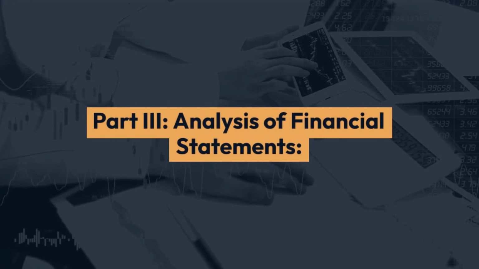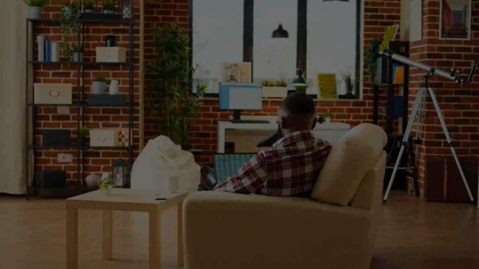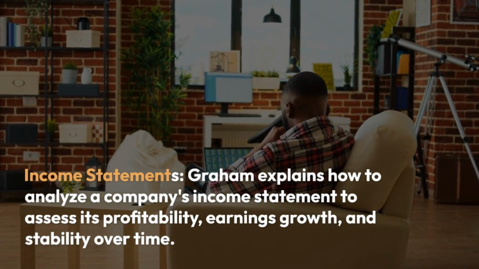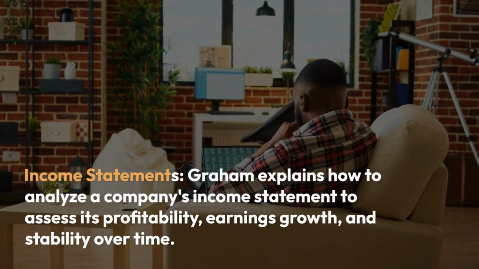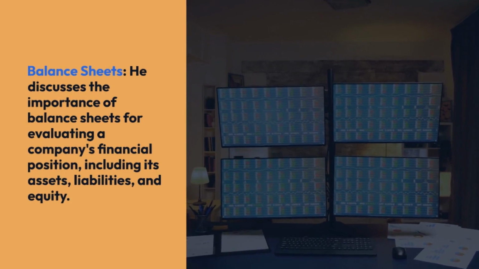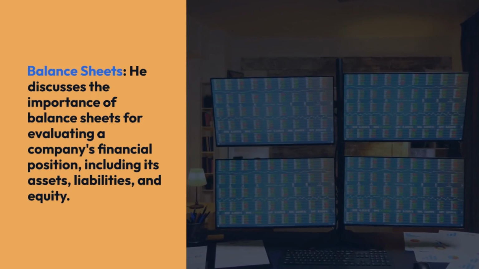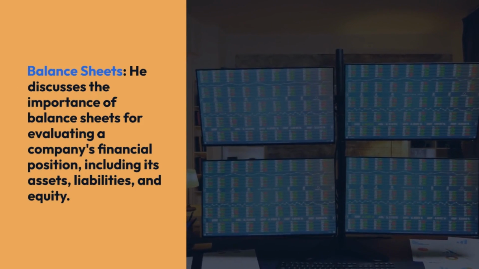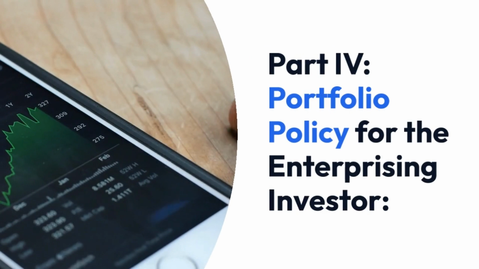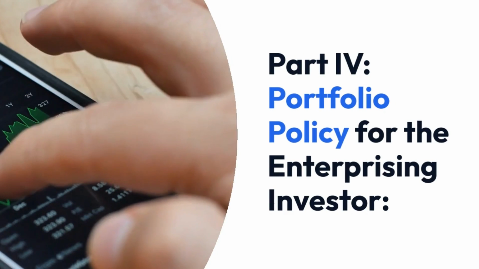Part 3: Analysis of Financial Statements. Income statements. Graham explains how to analyze a company's income statement to assess its profitability, earnings growth, and stability over time. Balance sheets. He discusses the importance of balance sheets for evaluating a company's financial position, including its assets, liabilities, and equity.